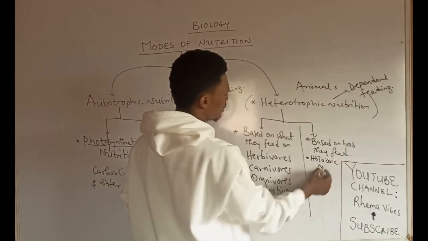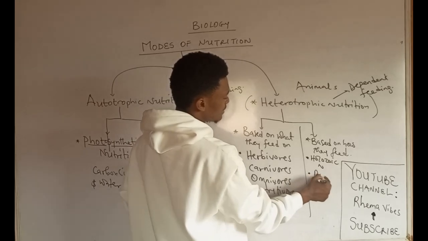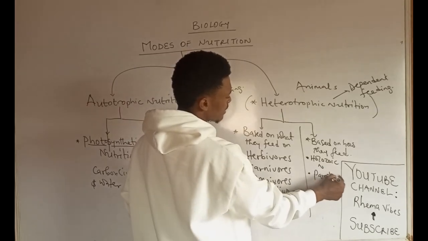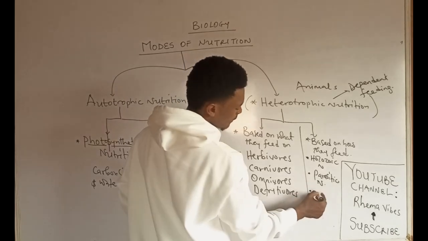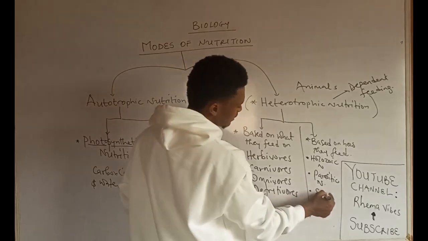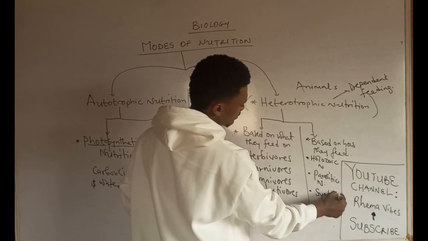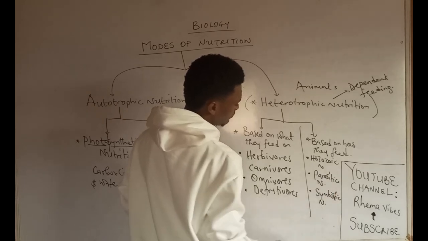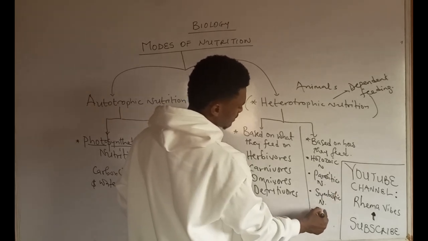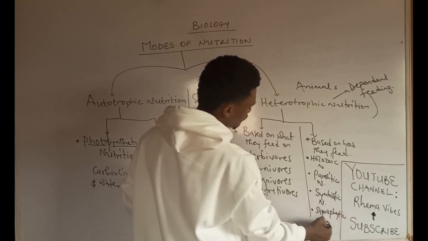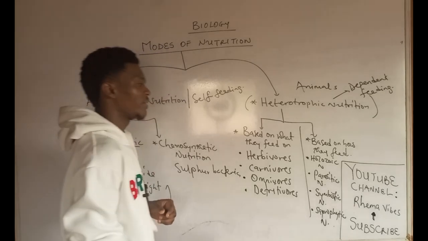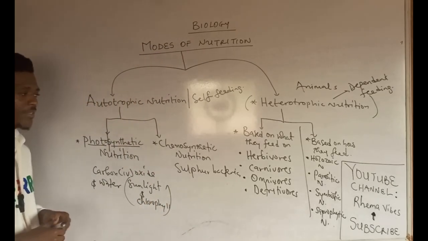Then, based on how they feed, we have holozoic nutrition, parasitic nutrition, symbiotic nutrition, and then saprophytic nutrition. So these are based on how they feed.